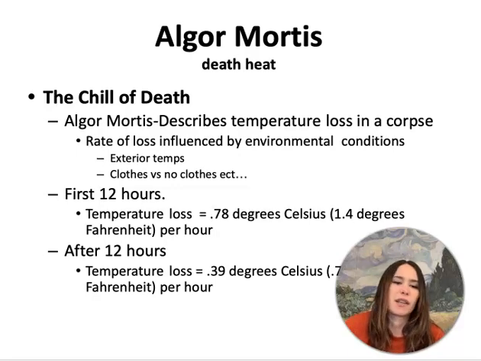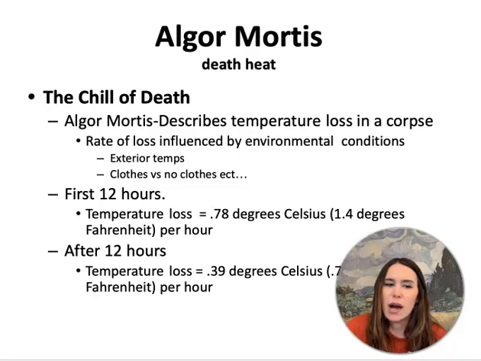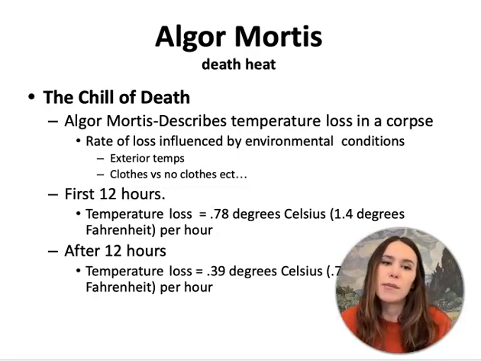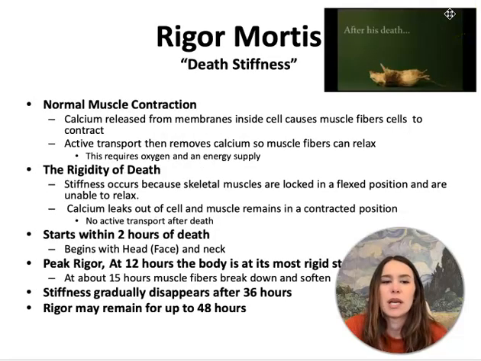There are a lot of things that affect the rate, like whether you are wearing clothing and the exterior temperature outside. For the first 12 hours, the temperature loss is about 1.4 degrees Fahrenheit per hour. So you can take the temperature to determine how long it has been. After 12 hours, that slows to about 0.7 degrees Fahrenheit per hour. This calculation can help to determine the timing. Maybe we don't know the timing, but we know the temperature, so you're going to calculate back to figure out the time of death.